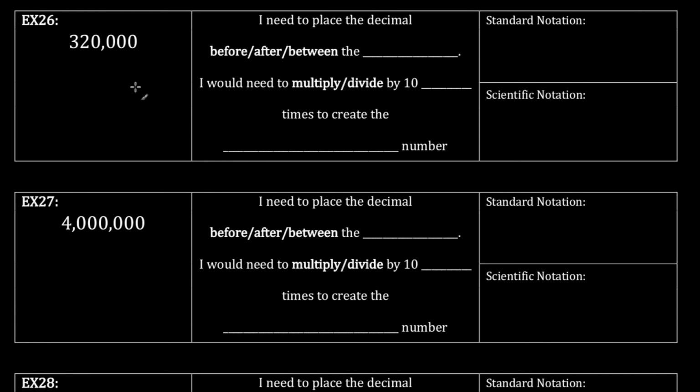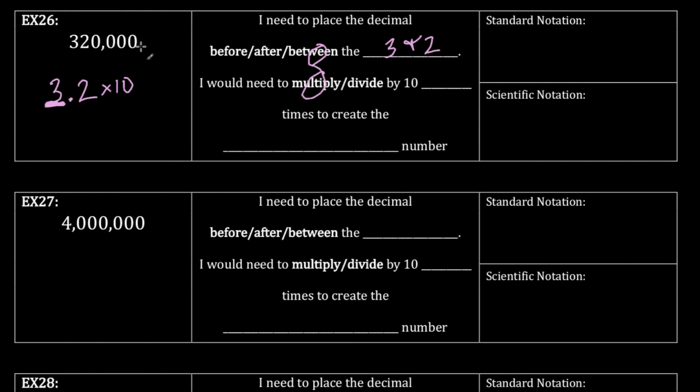Example number 26. So I have 320,000. Right away I know I'm going to put 3.2. Remember, I can't put it here because it would be 32. I need this digit right here to be only one digit, times 10. So between the 3 and 2, I will need to multiply by 10.